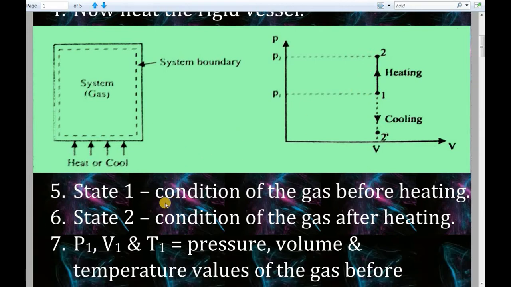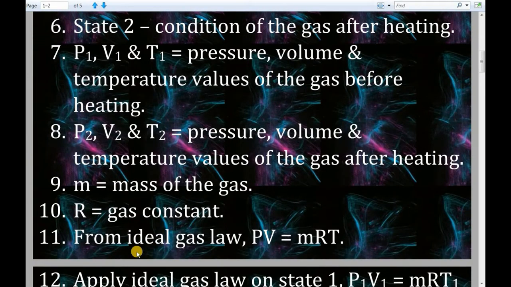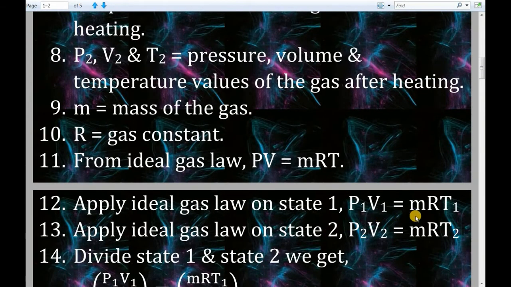Now we will apply the ideal gas law on state 1 and state 2. First of all, the basic formula for the ideal gas law is PV = mRT, where P is pressure, V is volume, m is mass, R is gas constant and T is temperature. Now we will apply the ideal gas law on state 1. We get P1 V1 = mR T1. Next, we will apply the ideal gas law on state 2. We get P2 V2 = mR T2.